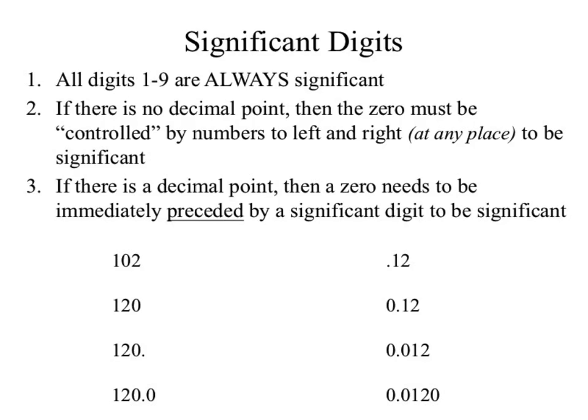102, how many sig figs? 3. There's no decimal point, which means the 0 has to be bound by sig figs. To the left, there's a 1. To the right, there's a 2. Both of those are sig figs, which makes the 0 significant. Next one.